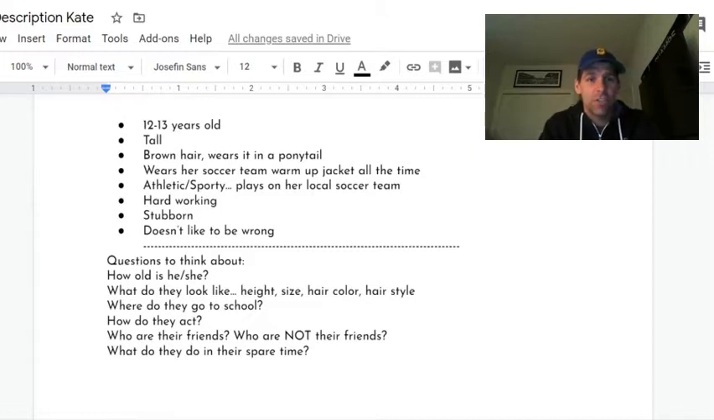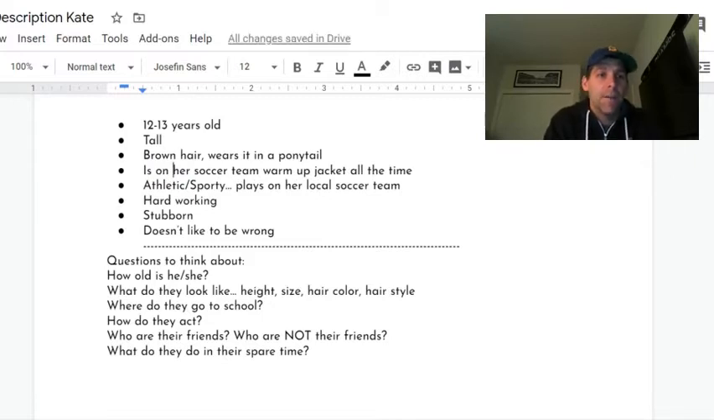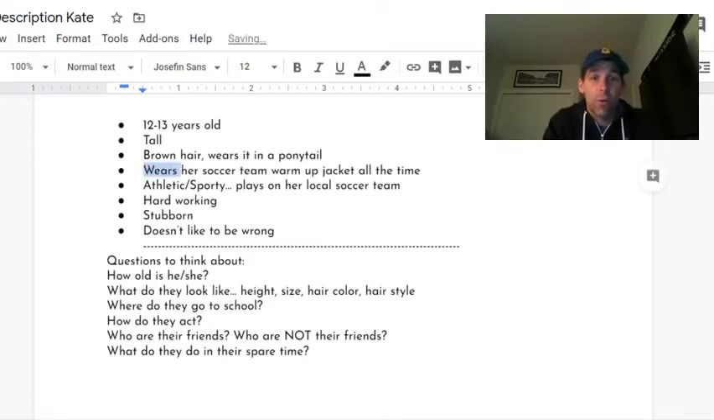So here I have a character named Kate. She's 12 to 13 years old. She's tall, brown hair, wears it in a ponytail. She wears her soccer team warm up jacket all the time. She's athletic or sporty. Plays on her local soccer team. She's hardworking, a little bit stubborn, and doesn't like to be wrong.